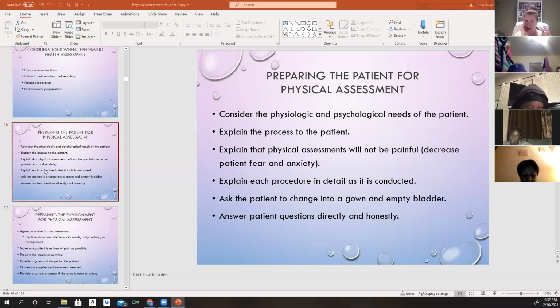Explain to the patient that physical assessments will not be painful, to decrease patient fear and anxiety. Most patients don't think that they're painful unless they are. Sometimes if you work on a surgical unit and you have a patient who had a hip replacement or a shoulder replacement, and you tell them you're going to check their strength, they may be a little bit apprehensive because they don't want to move their shoulder or hip since they just had surgery. So you just want to reassure them.